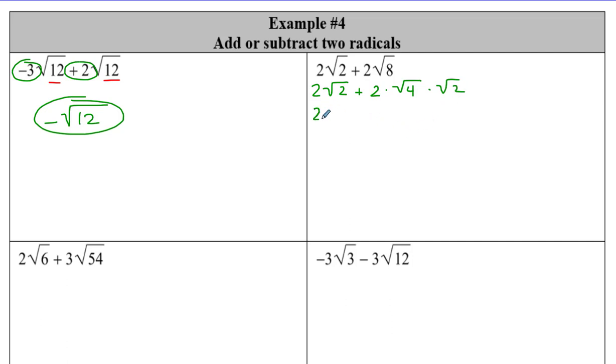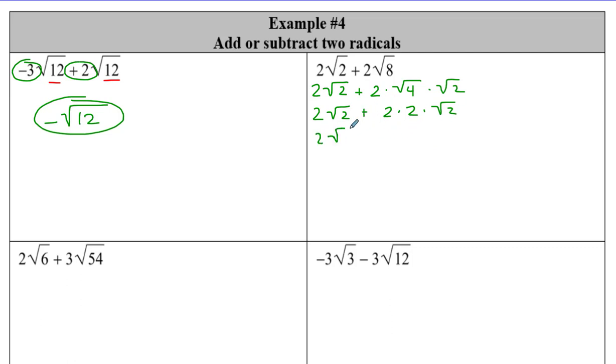Okay? And then remember, you should always tell a story when you show your work. We haven't done anything with this first 2 radical 2 yet, but we can square root the 4, which is going to give us a 2. So we got plus 2 times 2 times radical 2. Okay, everyone with me so far?